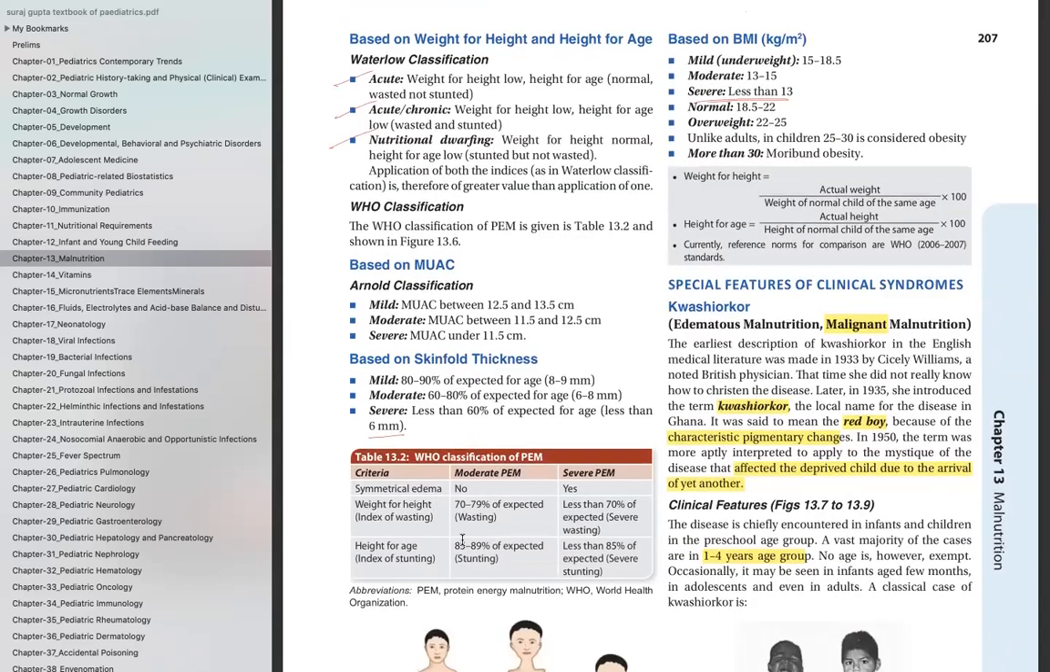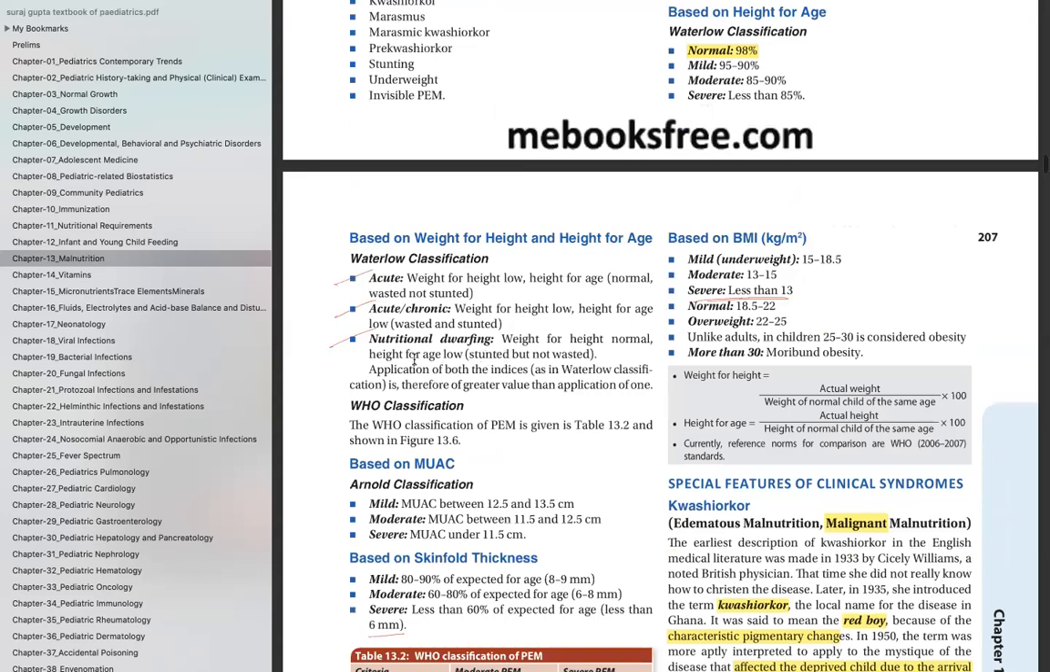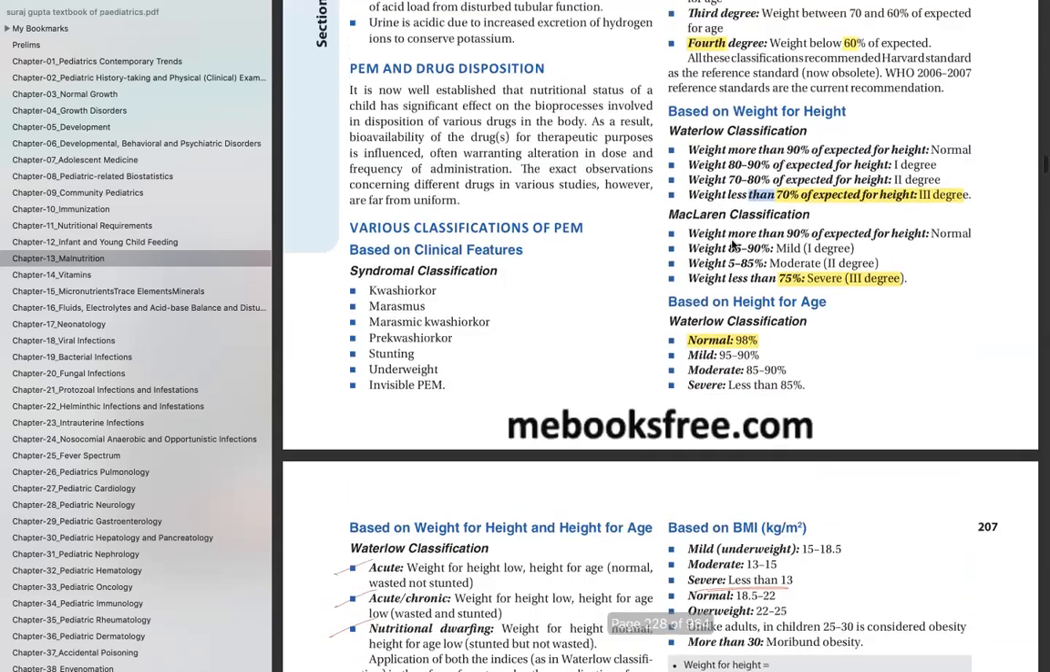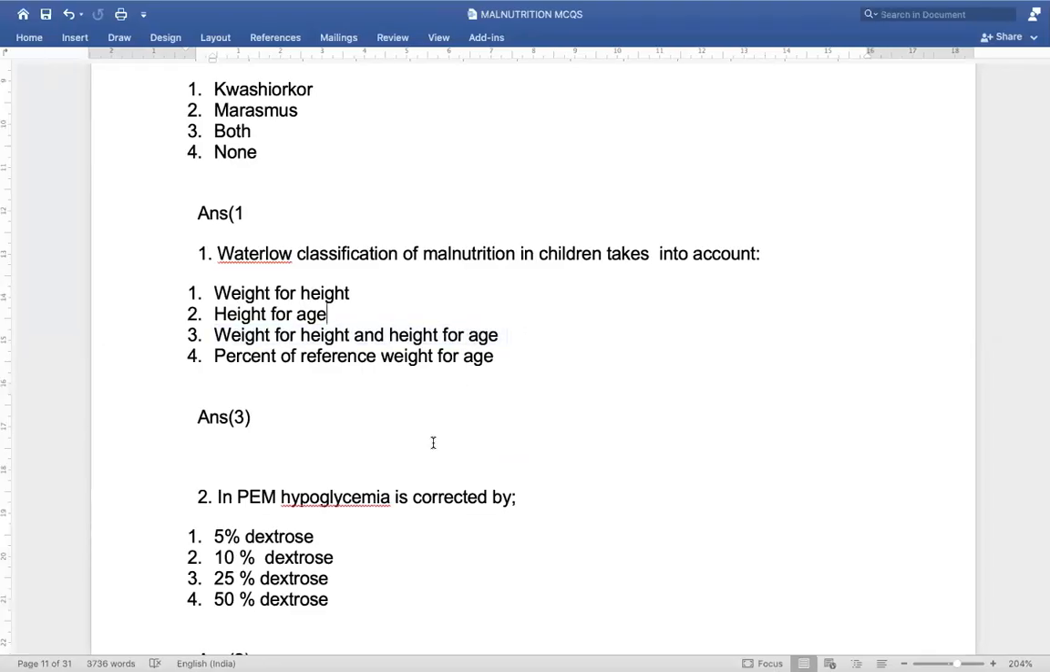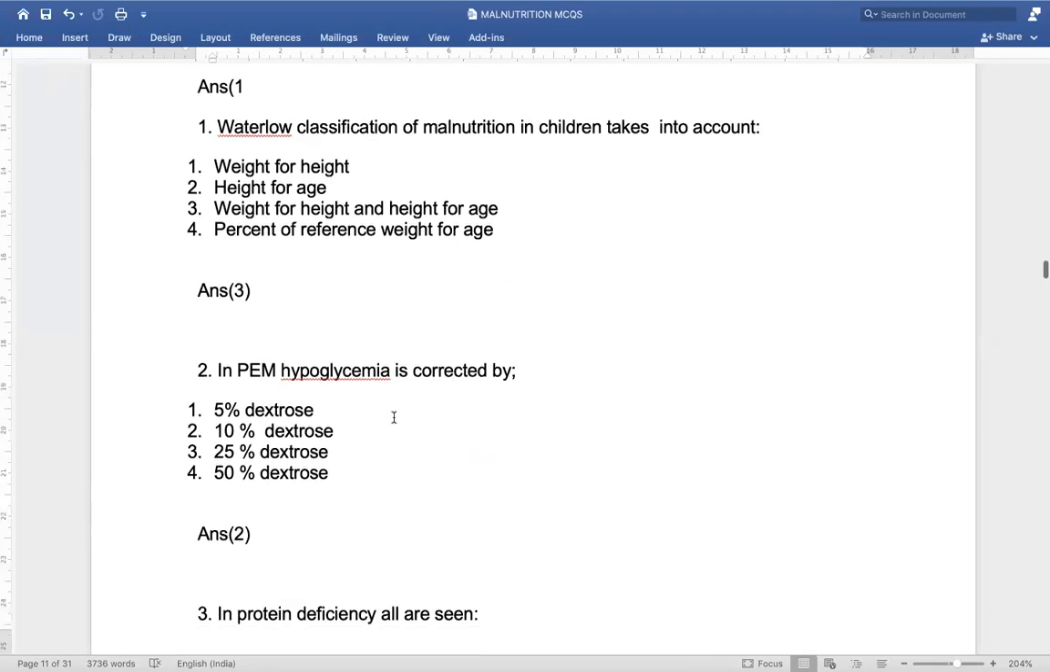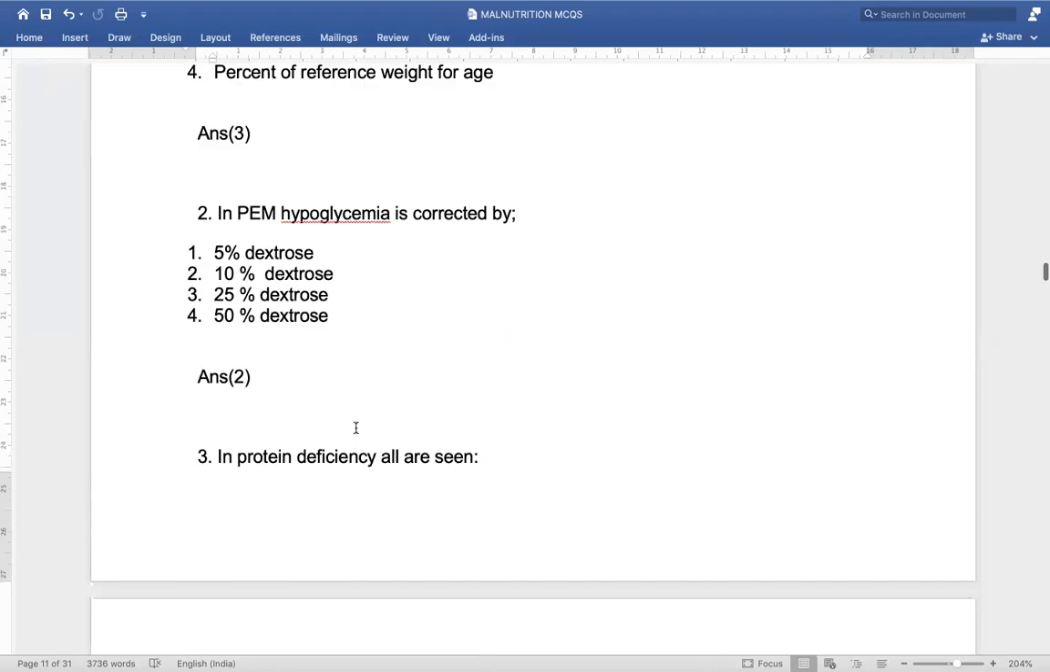So this is the WHO classification of protein energy malnutrition. Though the WHO classification cutoff is much lower compared to Waterloo classification, the Waterloo classification keeps it very high. So though the name is low, the cutoffs are very high in Waterloo classification. That's how I remember things. So in PEM, the hypoglycemia is corrected by using 10% dextrose.